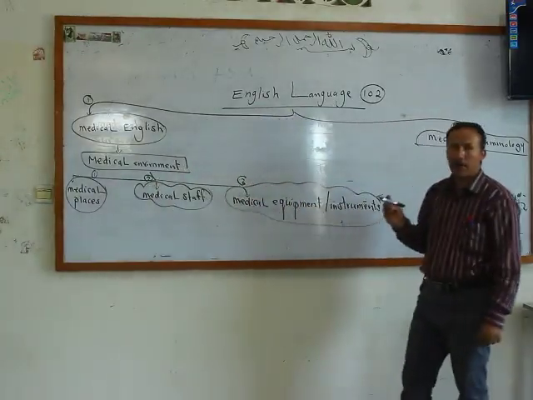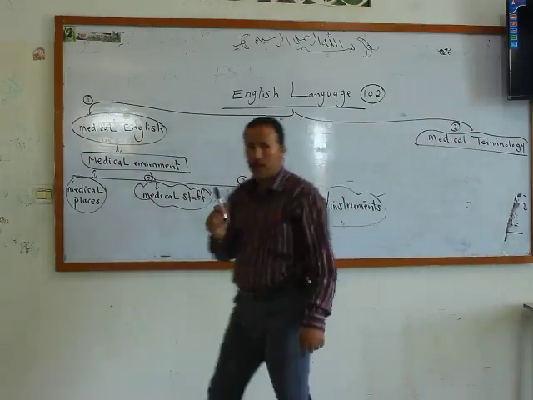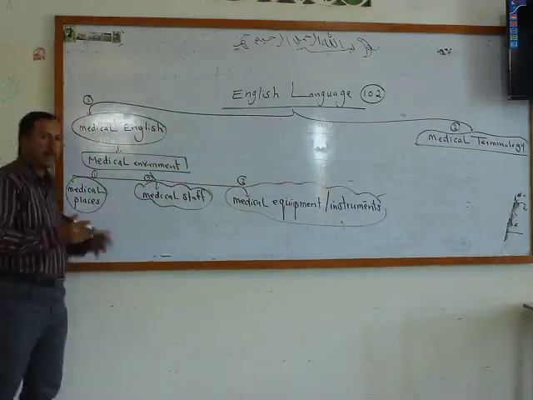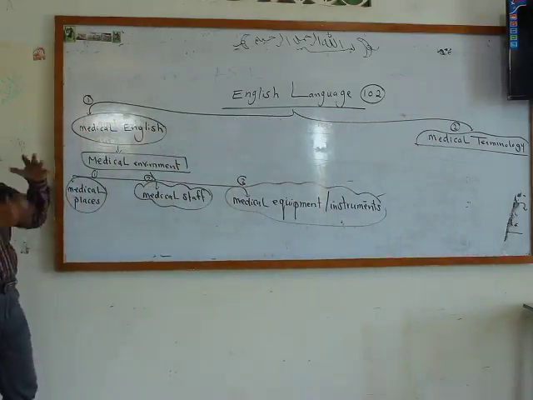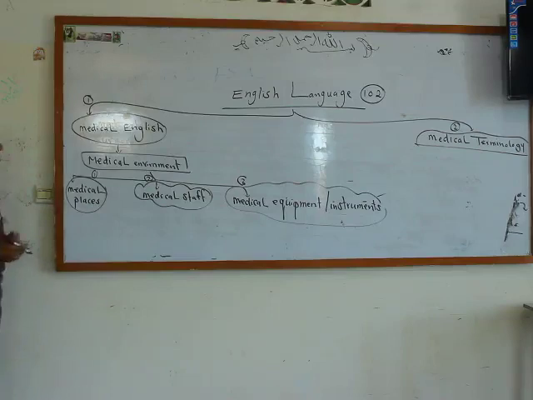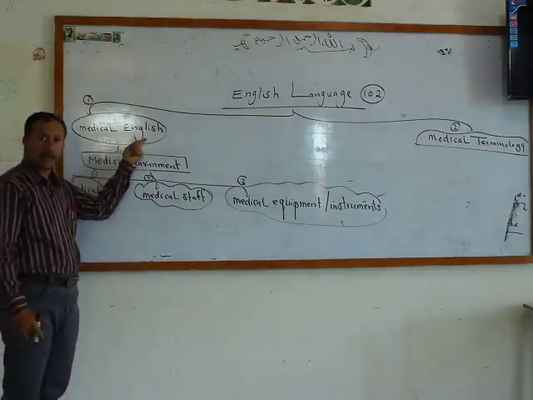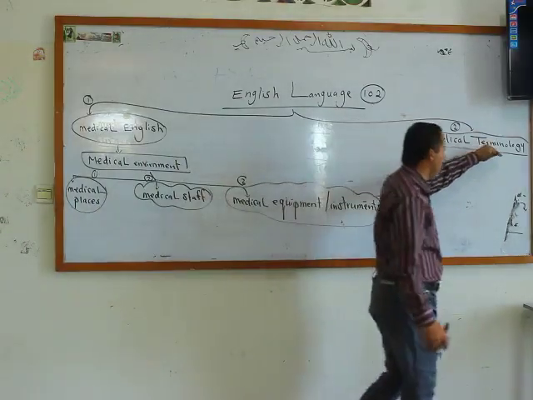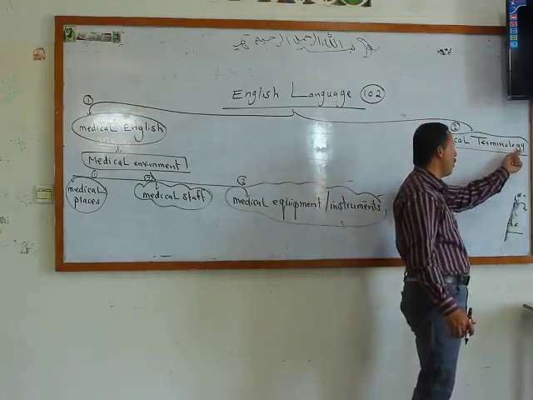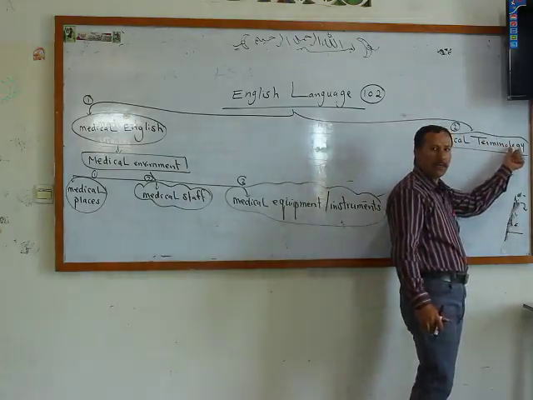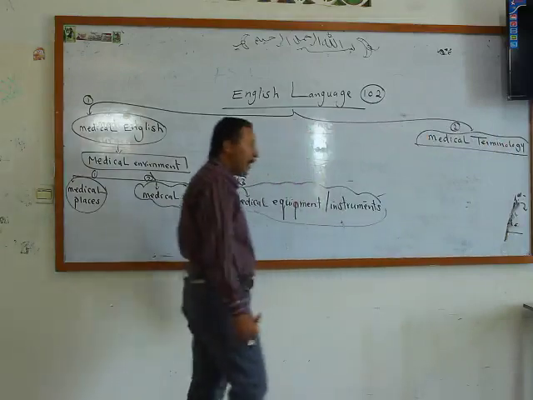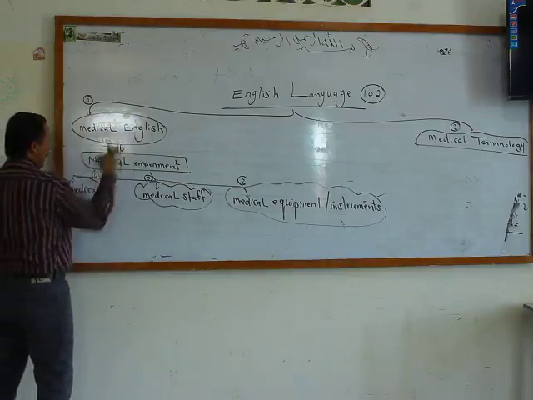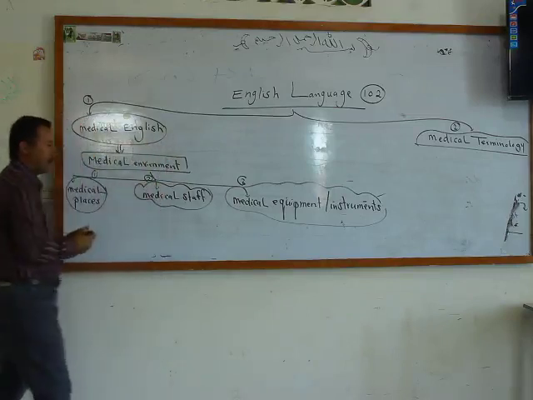Just to explain more clearly, this term we have English language 102, but it's medical English. We're studying 2 topics or chapters in our handout. Number 1, medical English. Number 2, medical terminology, which is the medical term, الاصطلاح الطبي. Under medical English, we'll discuss medical environments.